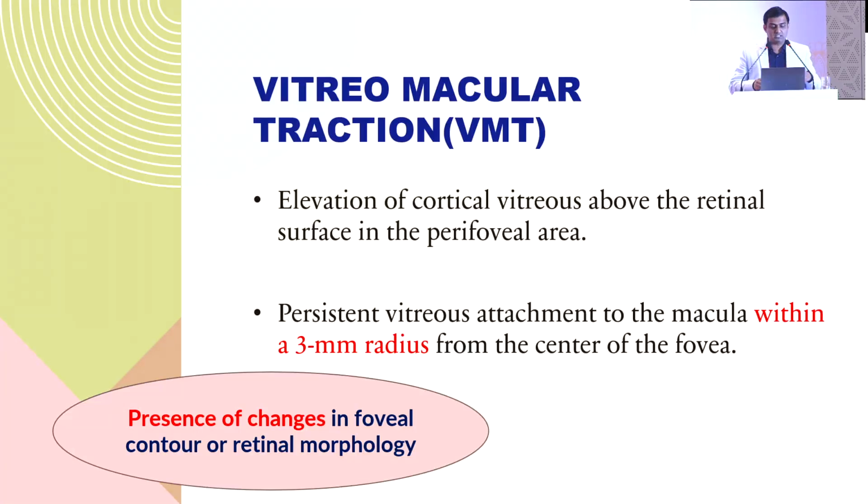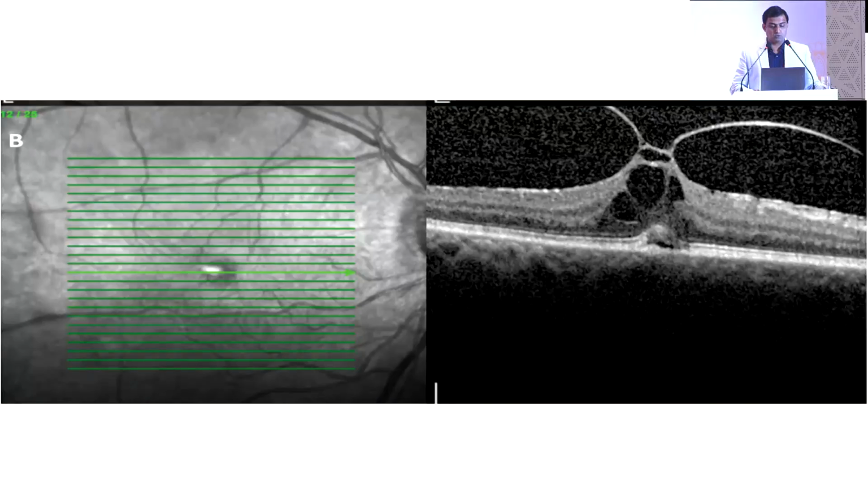So when do we call it vitreomacular traction? When there is elevation of the cortical vitreous above the retinal surface, that is persistent vitreous attachment within 3 millimeters from the center of the fovea, and there is presence of changes in the foveal contour. Whereas in vitreomacular adhesion, there is no change in the foveal contour. So this is how you see a vitreomacular traction.